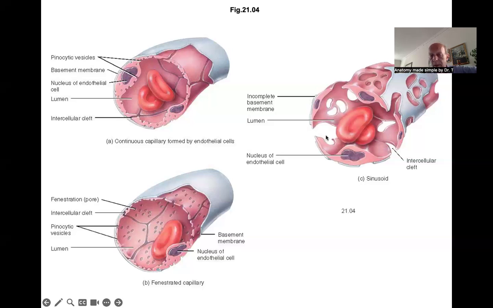The third type is called the sinusoid capillaries. And right away you can see that there are huge openings in the walls of sinusoid capillaries. Those types of capillaries are seen within the liver and within the spleen, and practically what they do, they slow blood down massively. You will probably understand it much more easily when we use the example of the liver.